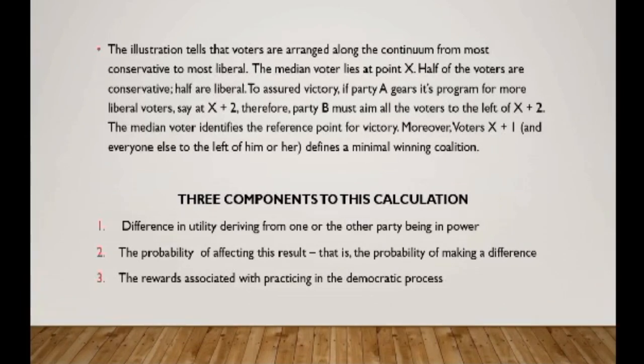There are three components to this calculation. One is the difference in utility deriving from one or the other party being in power. Second is the probability of affecting this result, that is, the probability of making a difference. And lastly, the rewards associated with participating in the democratic process.